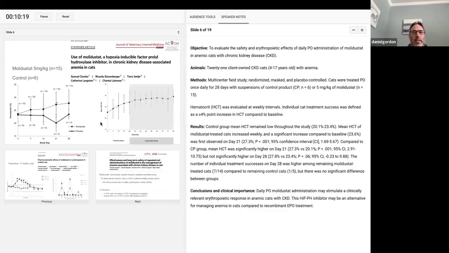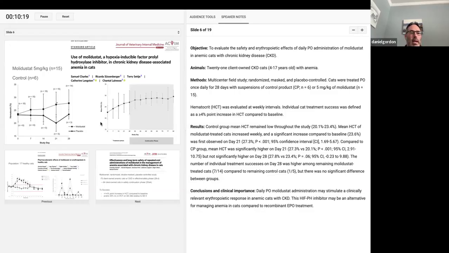To piggyback off that study, they followed up with a second study in the sample or the treatment category that we're all interested in: chronic kidney disease and anemia in these cats. In this patient population, there were 15 cats in the molidustat group. There were 6 control cats.